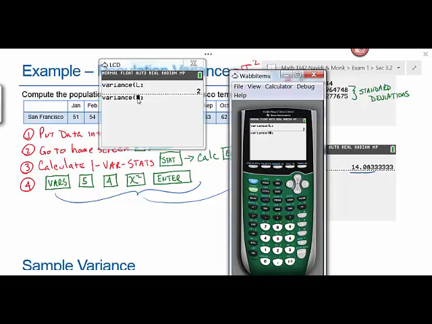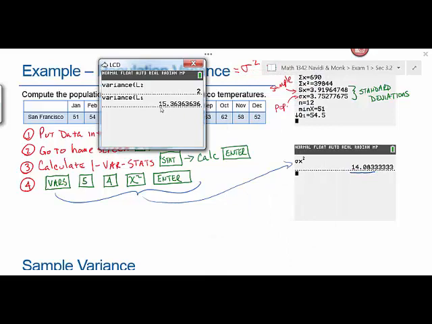So what I need to do now is change the list number. I'm going to clear out the list 2, or I'm actually going to type over it, and I'm going to put in list 1 by hitting second 1. This is what we get for the sample variance for the temperature. Notice it's bigger than what we got for our population.